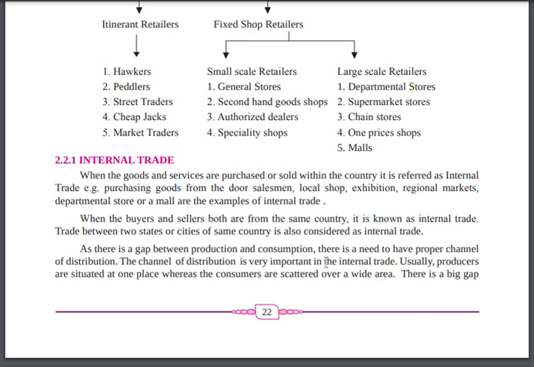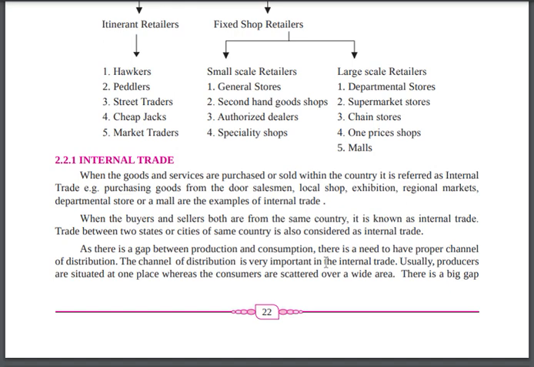As there is a gap between production and consumption, there is a need to have a proper channel of distribution, and the channel of distribution is very important. In internal trade, usually the producers are situated at one place, whereas the consumers are scattered over a wide area. There is a gap between producing and consuming. Which means I am producing too many mangoes, but there is no requirement for mango there. So there is a need to have a proper channel to fill this gap.